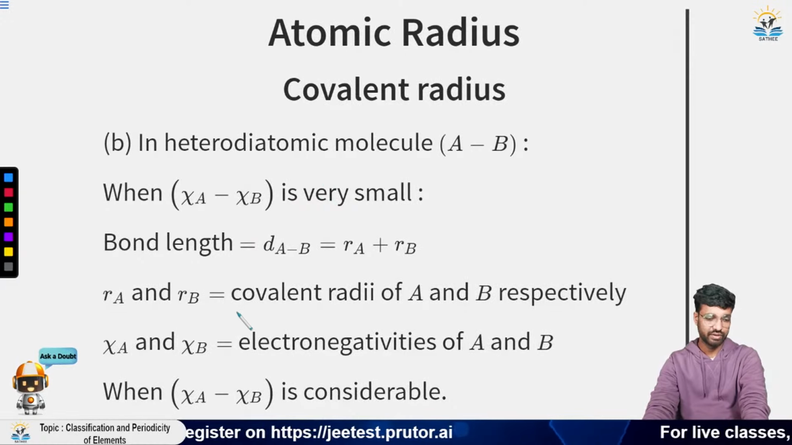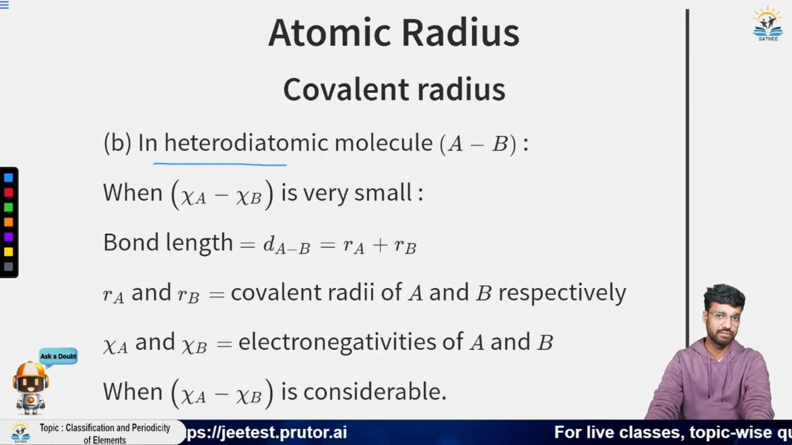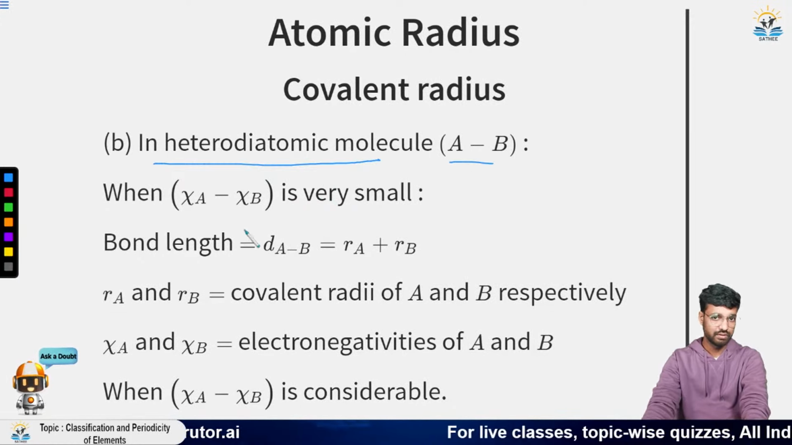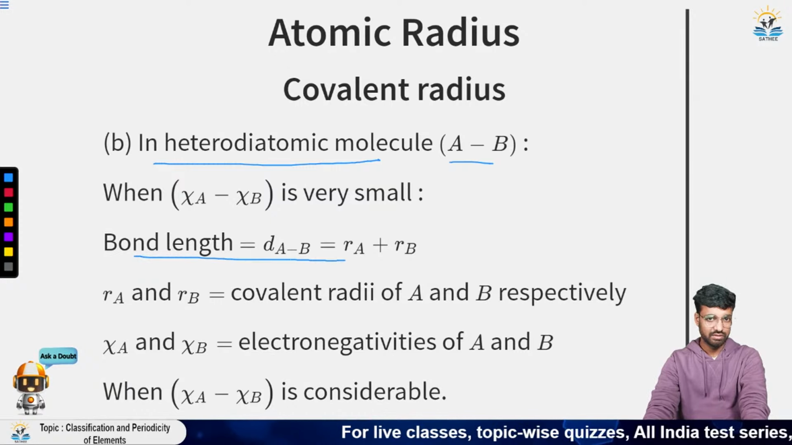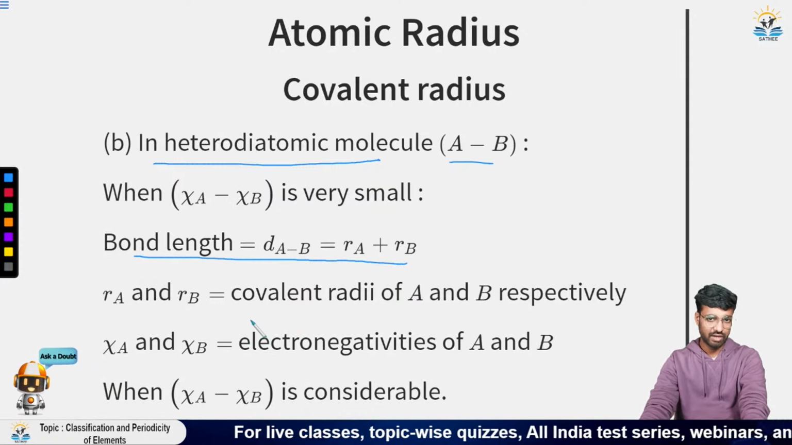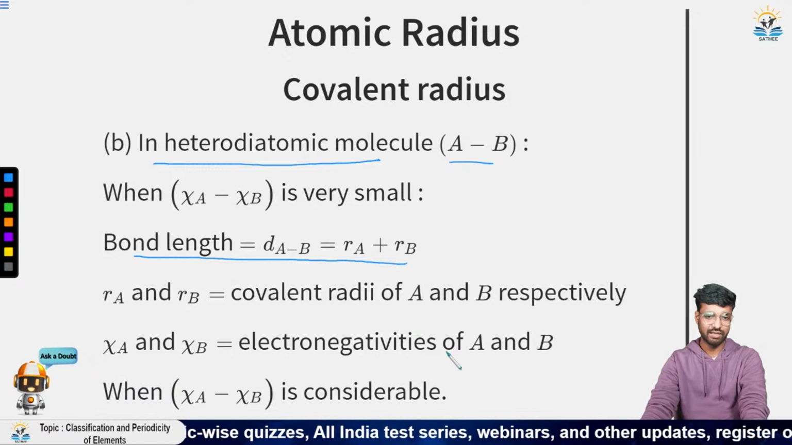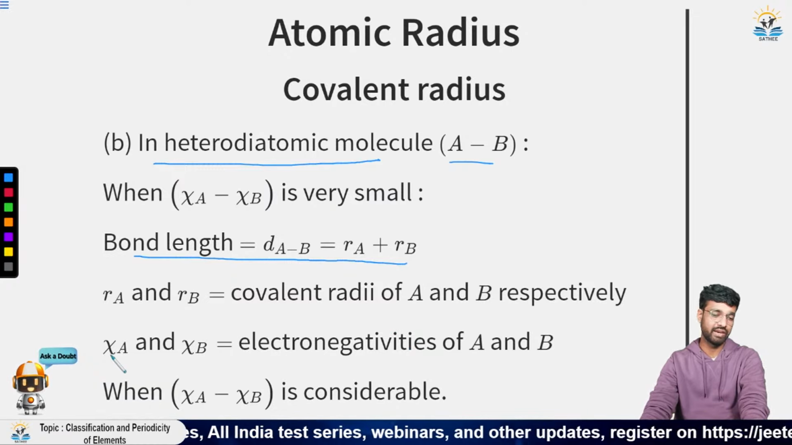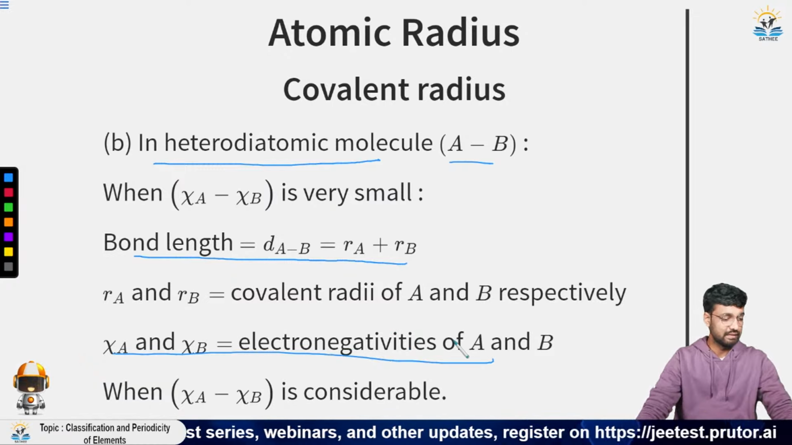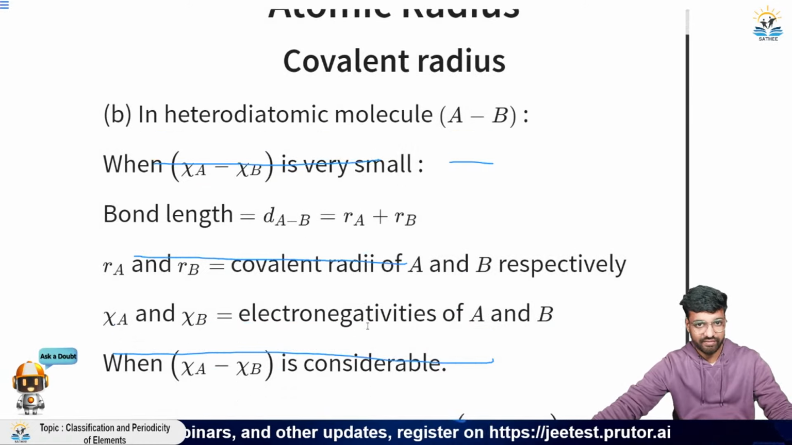Similarly, if we have this for heteroatomic molecules, then the bond length will be Ra plus Rb, where Ra and Rb are the covalent radii of A and B, and chi A and chi B are the electronegativities of A and B. Okay. Now it is defined in a different way.